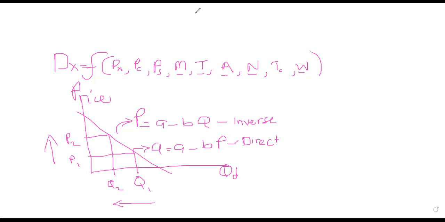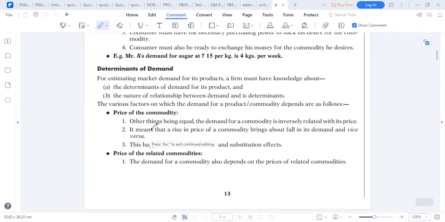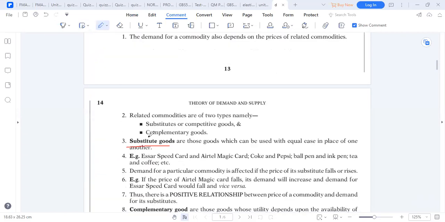The other factors that affect demand include the price of related goods. So we have what we call the substitute goods and the complementary goods. Can somebody tell me what each of these ones are and examples if possible? Anyone? Bread and butter. So what kinds of goods are those? Those are complementary goods. Exactly.